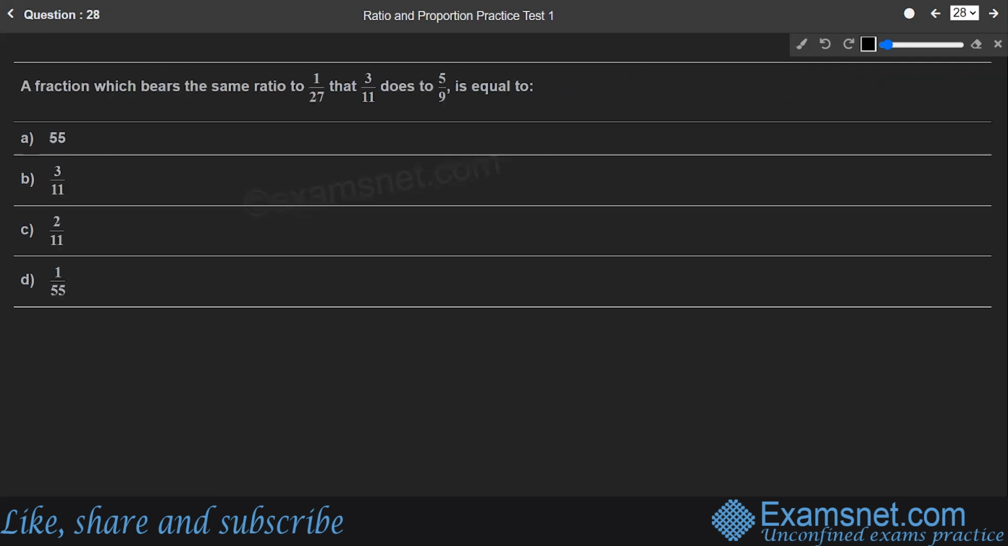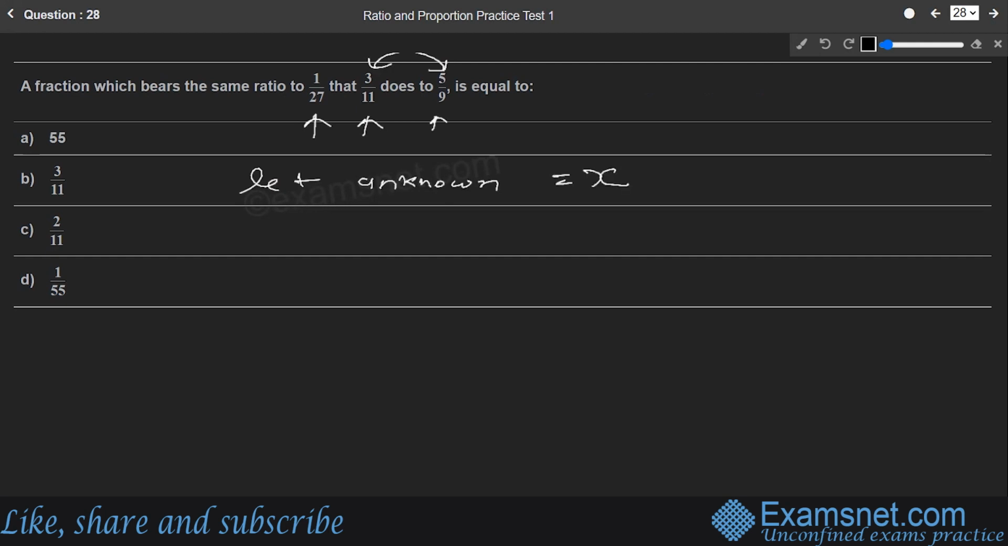Now, a fraction which bears the same ratio to 1 by 27 that 3 by 11 does to 5 by 9. So what are they asking? They're asking whatever ratio 3 by 11 holds with 5 by 9, in the same ratio, if you want to find out 1 by 27 is to what, that we have to find out. Okay, what relation does 1 by 27 bear with the next number? That number we have to find out, that which particular relation is being borne by 3 by 11 to 5 by 9. So let us say that unknown number which we are finding is x.